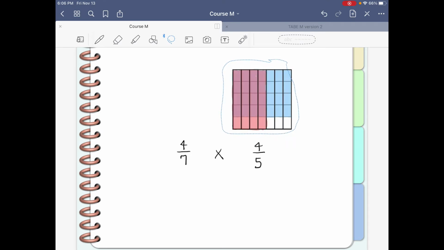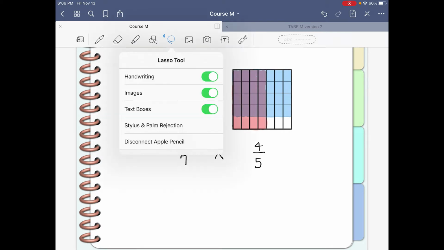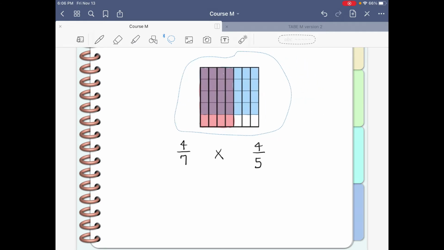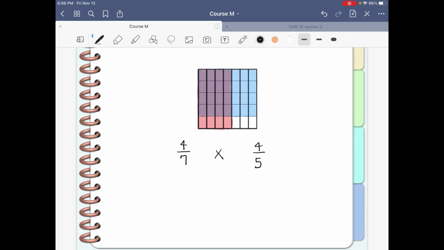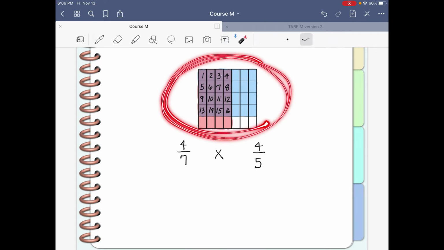And I'm trying to line that up as best I can. And this time you get that purple color. Red and blue make purple. So it is the purple that I'm looking at. So I have 1, 2, 3, 4, 5, 6, 7, 8, 9, 10, 11, 12, 13, 14, 15, 16. So I would expect my answer to be 16, and then this total box has 35 parts.